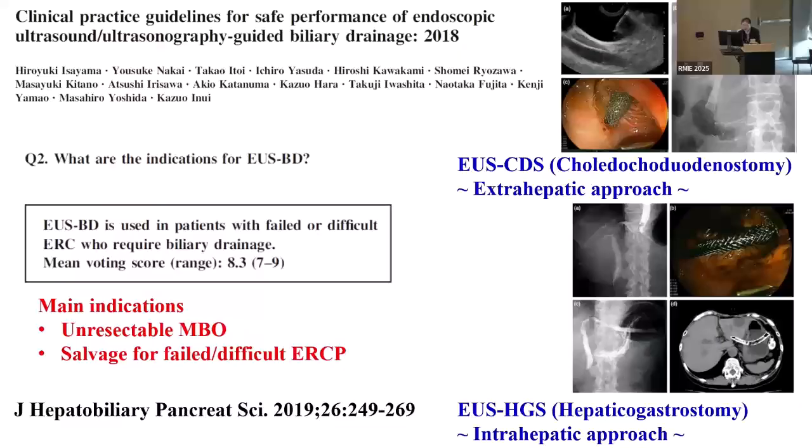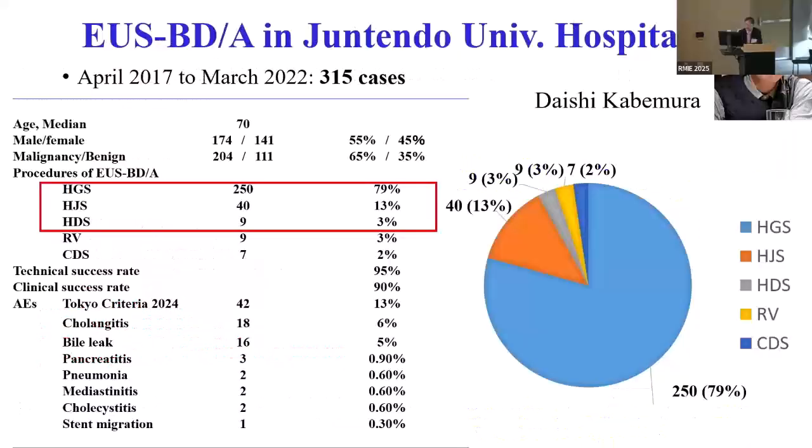We published it in 2019, 6 years ago. In this guideline, the indication is a salvage for failed or difficult ERCP. And ESBDA has an extrahepatic approach and an intrahepatic approach.